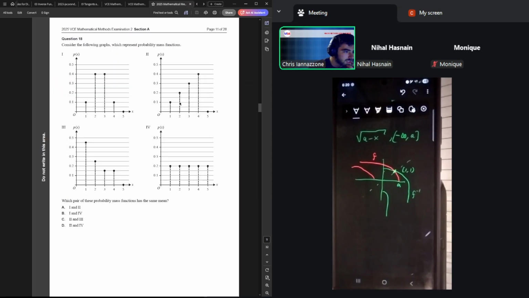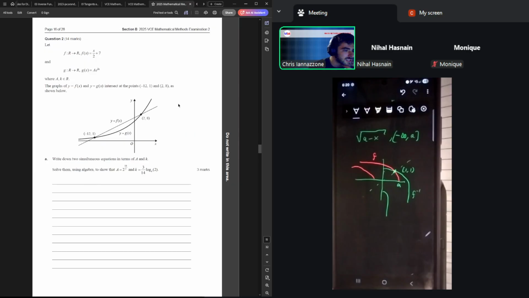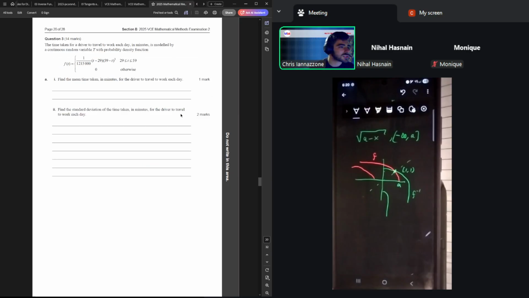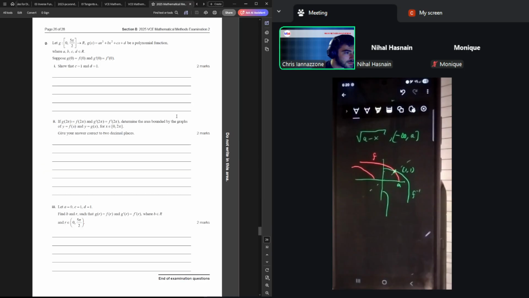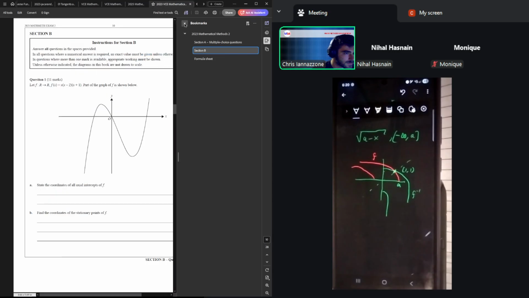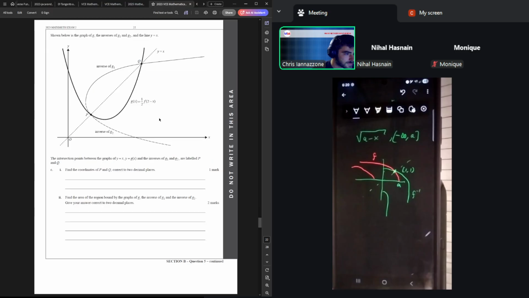I remember a funky one that had logs involved. They like to do the relationship between logs and exponentials. Actually, wait, I think I might know. It was a relatively recent one. Maybe it's 2023. Yeah, there you go. Look at that nonsense.